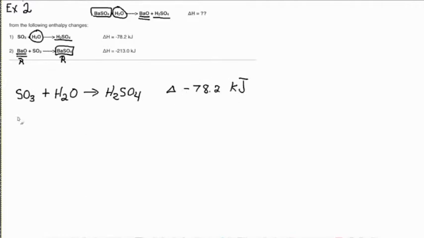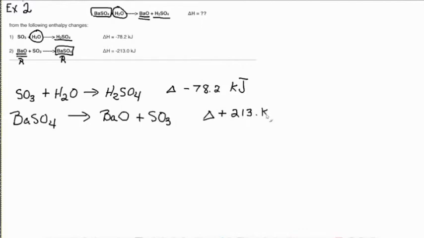Then in the second reaction, we have to reverse it. So we have barium sulfate yields barium oxide and SO3. Okay, and now the delta H for that reaction has to be reversed because we reversed the reaction. So now instead of a negative 213 kilojoules, we have positive 213 kilojoules.